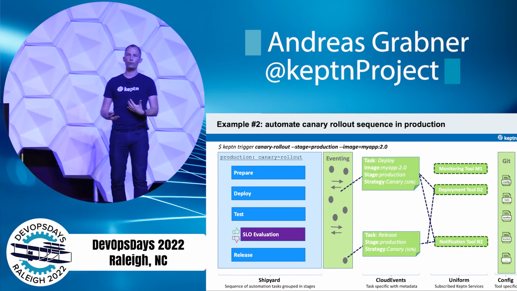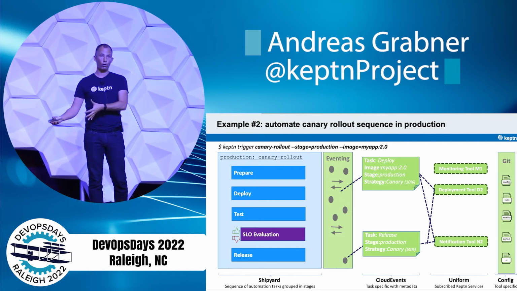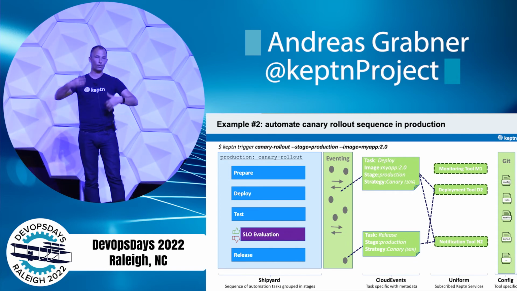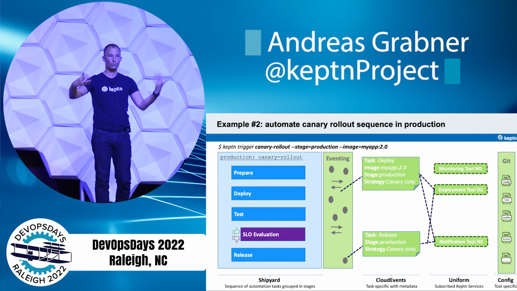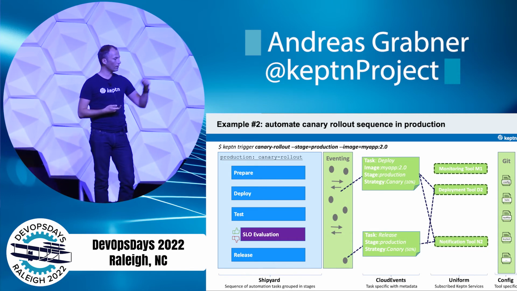I can now have different tools subscribe, because maybe in production I use different tools for deployment, or I use different notification channels. I may have additional tools that I want to interact with. And because it's all loosely coupled, they just subscribe to the events that they're interested in. So I say Keptn trigger canary rollout in production. Here's my image, and it's the same as before.